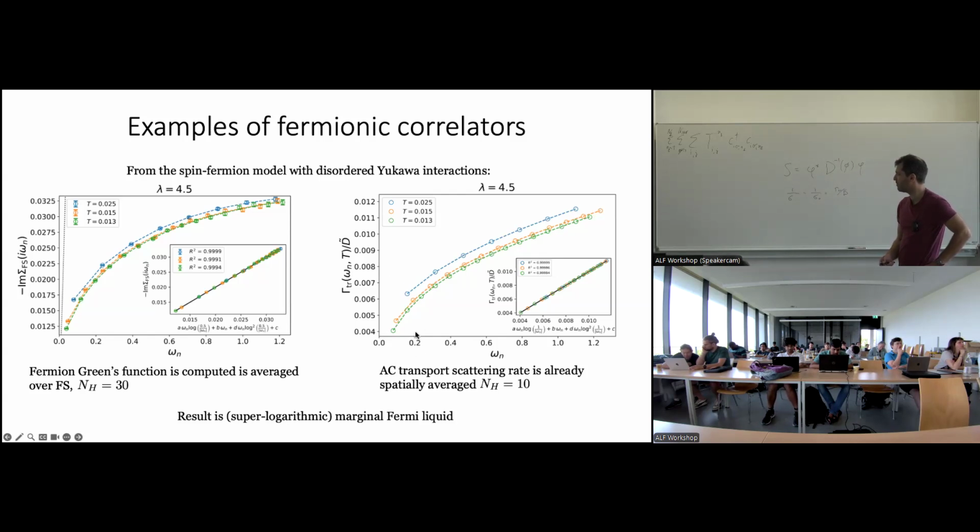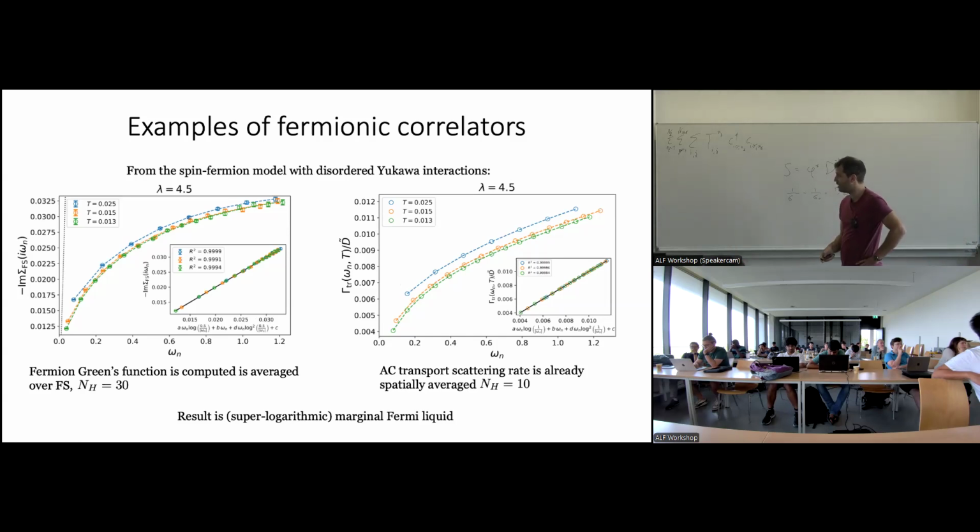And here we can see that, first of all, on a technical level, this is already spatially averaged over all of space, not just the Fermi surface. And so we can get away with a fewer number of Hutchinson vectors. Despite the fact that this is a higher order correlator, we use only 10. You can see again that at various temperatures, this is our data. You subtract two large numbers to get a small number, and it's extremely smooth. Again, it fits onto a very similar functional form, indicating that the transport also follows from this super logarithmic marginal Fermi liquid physics.